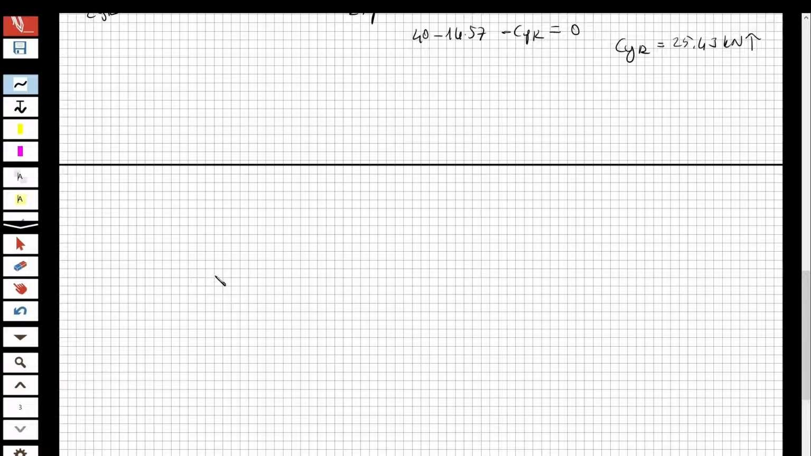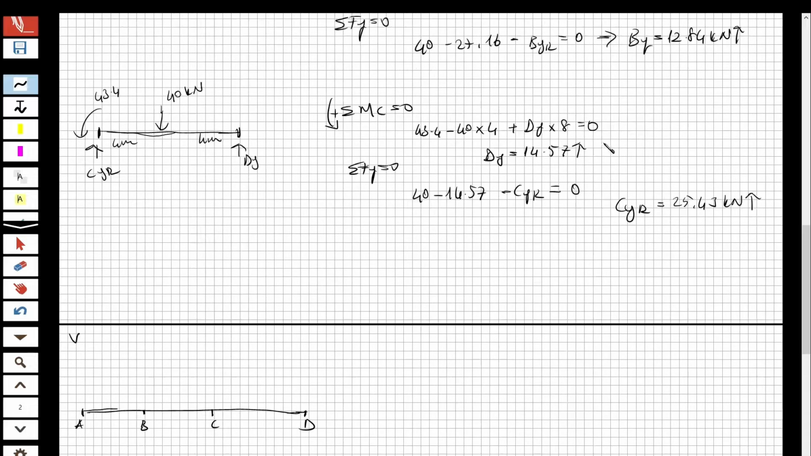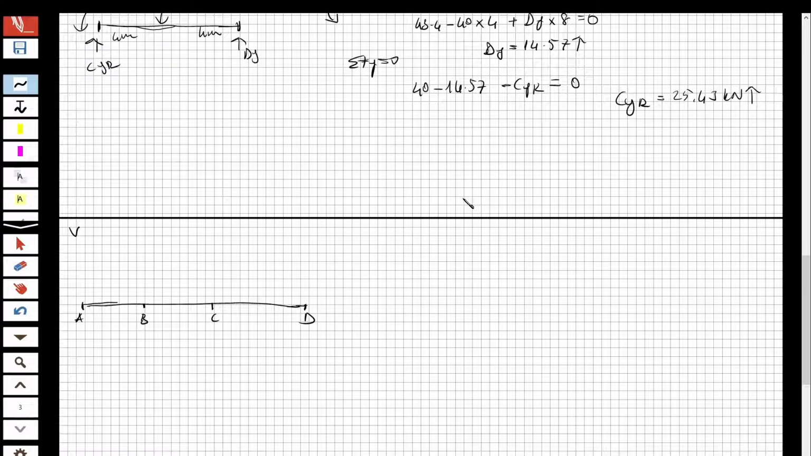Okay, I'm going to draw the shear and moment diagram here. So for example, this is my beam for the shear diagram. This is A, this is B, this is C, and this is D. So now this is for shear. At A, what is my reaction force? 0.49, okay? This is really small when you compare it with the others.